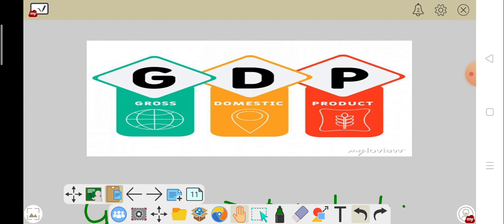Now, emphasizing products. So what is product? Product in gross domestic product stands for production or economic output of final goods and services sold on the market.